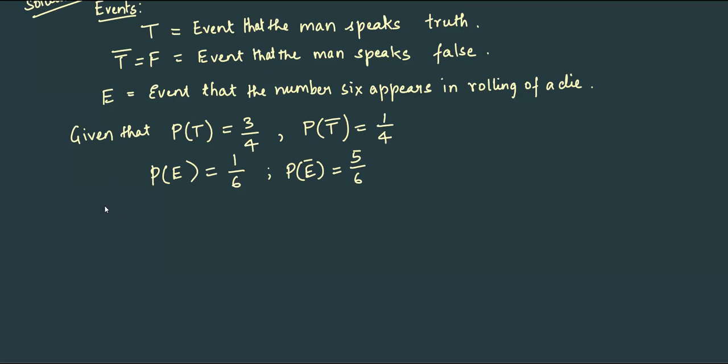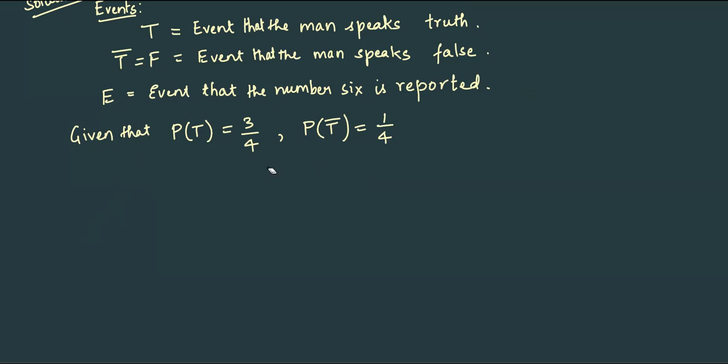Now let me write this: let E be the event that the number 6 is reported. Because it is reported, it may be true or it may be false. We know the probability of getting 6. So, 6 is reported.